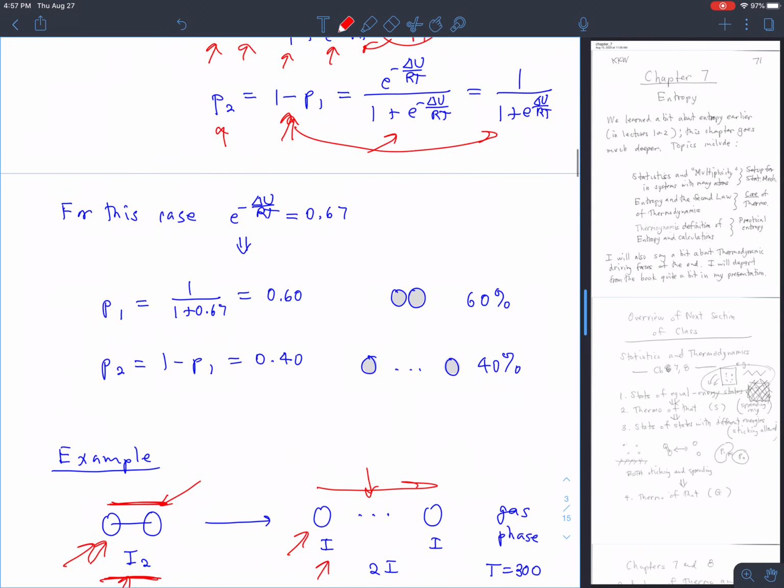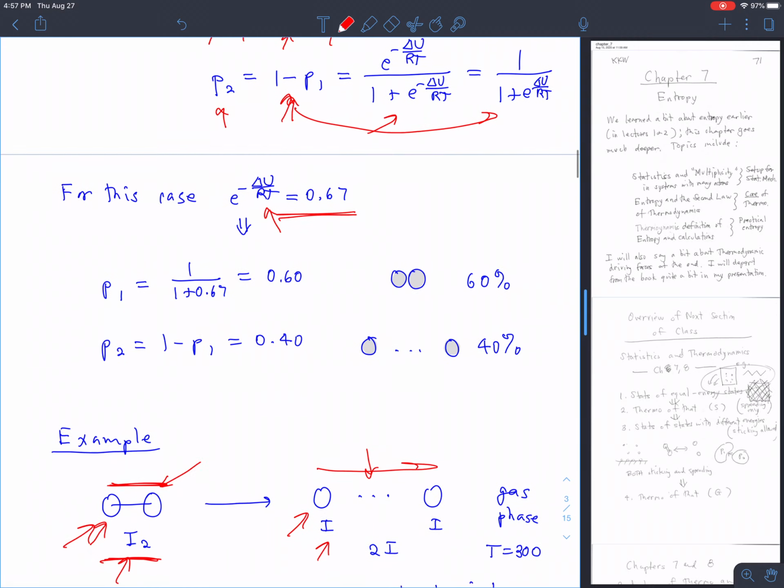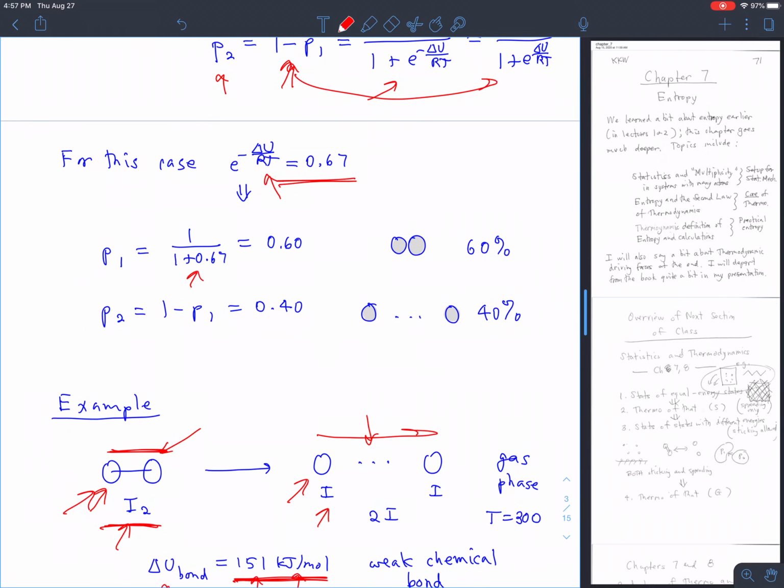All right, so if in our first case this ratio is 0.67, then P1 is 1 over 1 plus 0.67, which is about 0.6. P2 is 1 minus that, or 0.4. And so we're going to see the dimer form, the van der Waals complex, only about 60% of the time, and the broken form about 40% of the time. On the other hand, if this had been the iodine bond, this probability would be pretty much 100%.